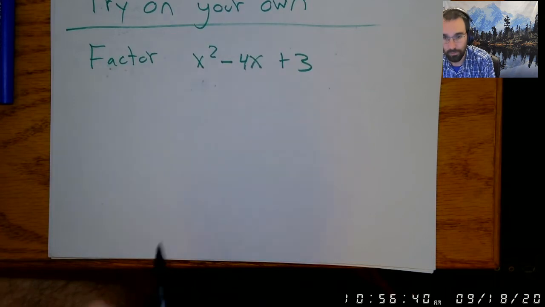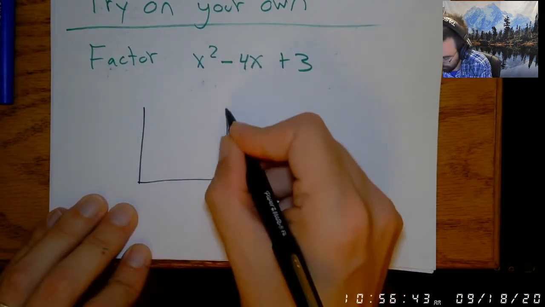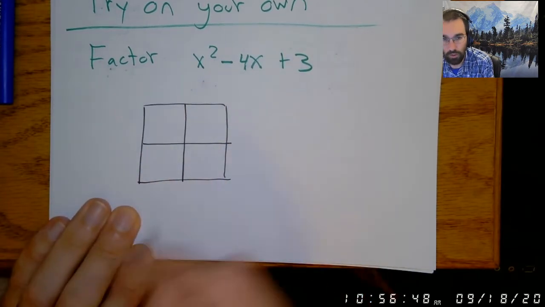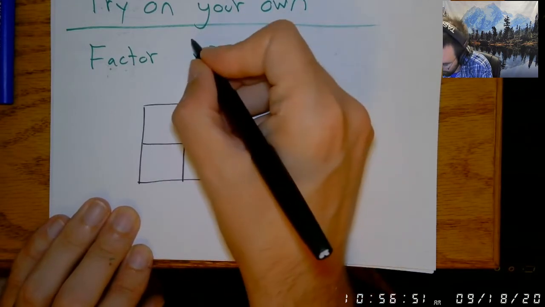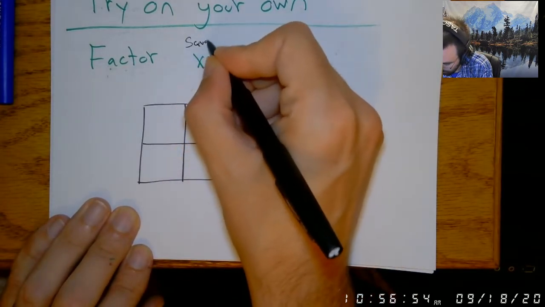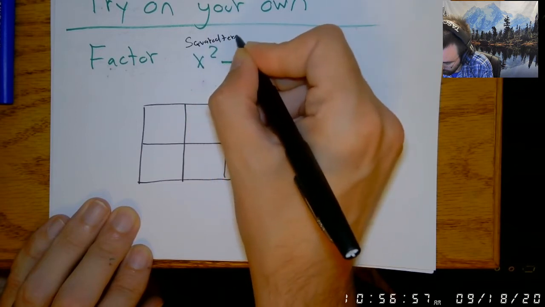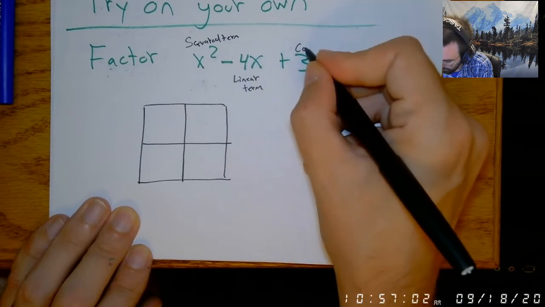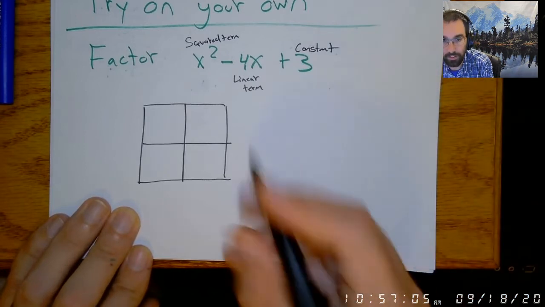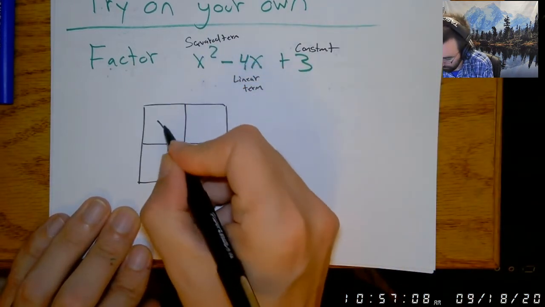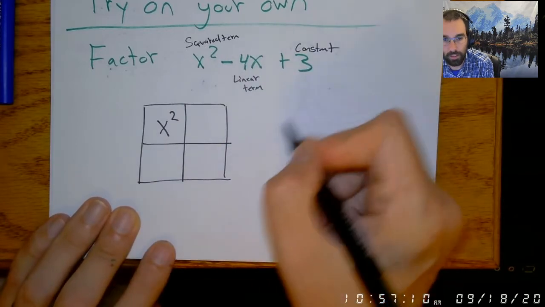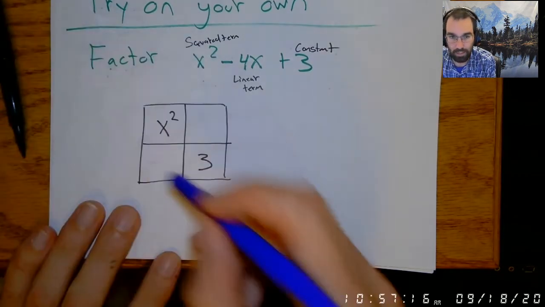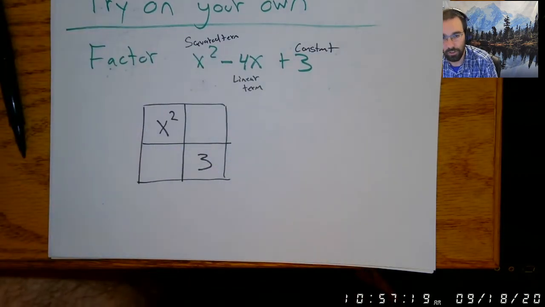So what are we going to do first? First, we're going to make a box. Okay, so we do that first. So once I have the box, I have my squared term, I have my linear term, and I have my constant. So I'm going to put my squared term in the upper left. I'm going to put my constant in the bottom right. Okay? So that's the first step. So you make a box and you put your squared term and your constant.